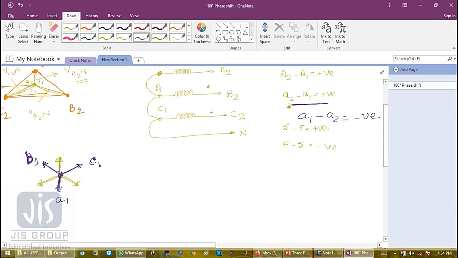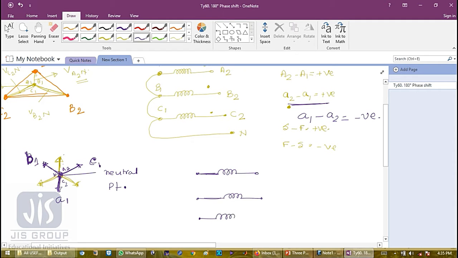That means now this A2, B2 and C2 form the neutral point. So now the connection diagram of the secondary is very easy. Let me draw the 3 windings first.